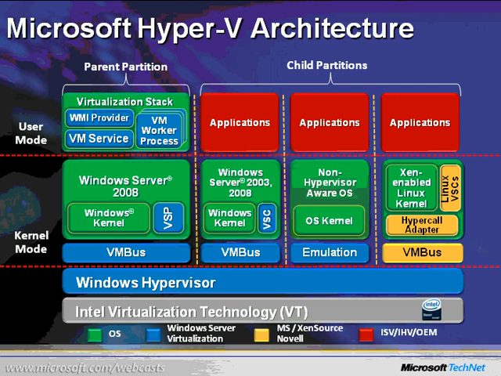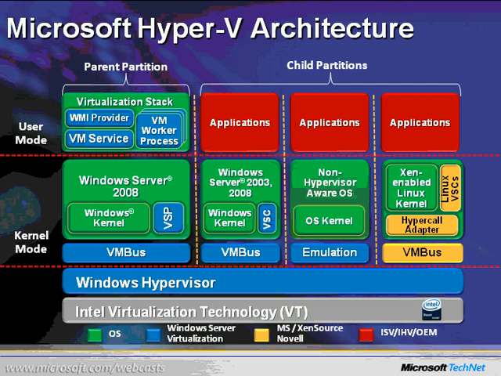Now, it's important to note that there are some types of requests that the child sends directly down to the hypervisor, particularly calls to the processor itself and memory allocation, memory protection. Those are handled directly through the child partitions down to the Windows hypervisor for increased performance.